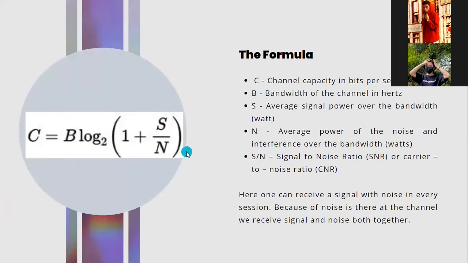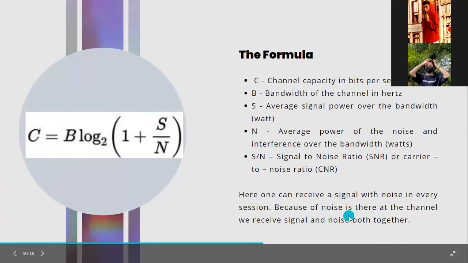So this is the formula, and C stands for the channel capacity in bits per second. B is the bandwidth of the channel in hertz, and S over N is the signal to noise ratio, or the carrier, which is in watts. So if you are given an S over N in decibels, you have to convert it into watts. Here, one can receive a signal with noise because the channel will receive signal and noise both together.